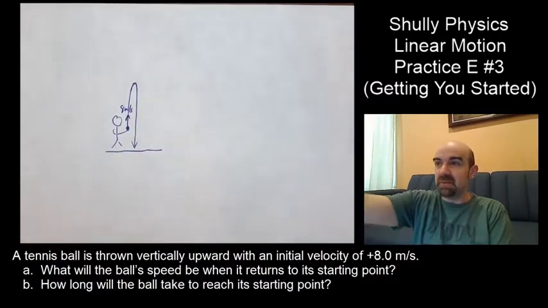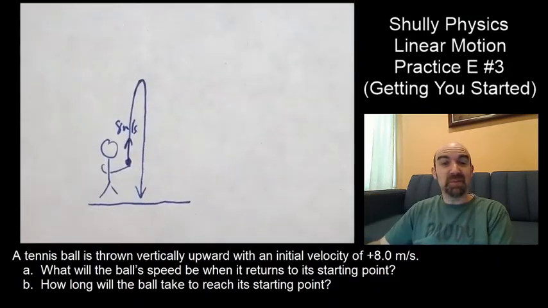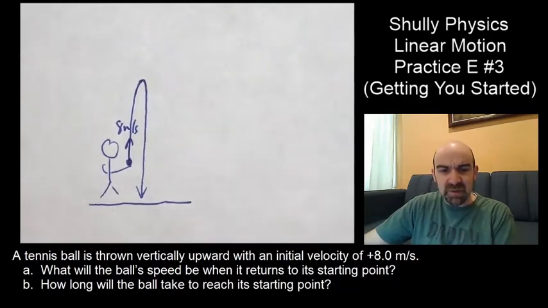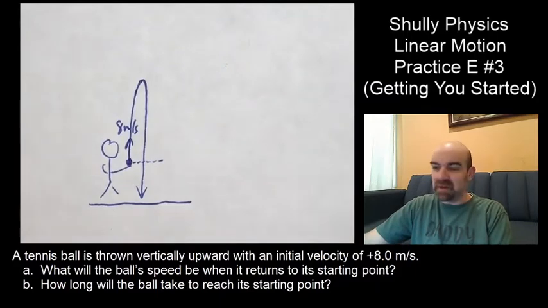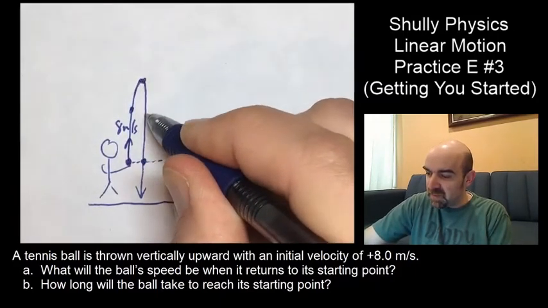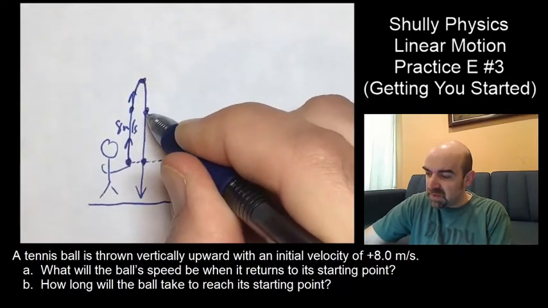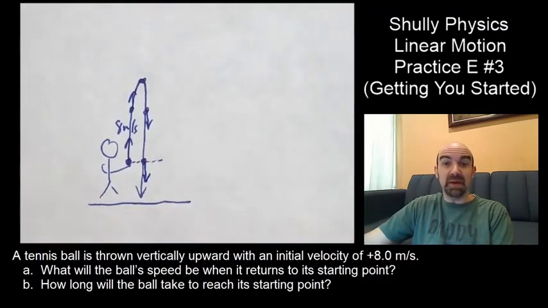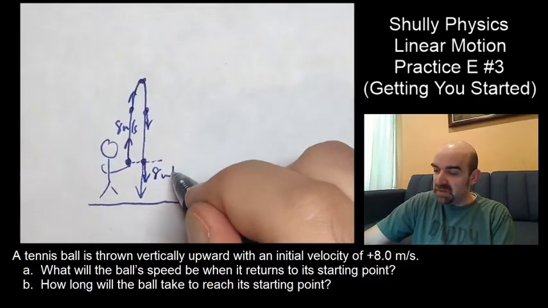Let me zoom in on my little dude there. Okay, tosses it up with 8 meters per second of speed. What will be the ball speed when it returns to its starting point? So when we get back to the same level, it's going to be right here. It will have gone up to the top, and then it starts going back down. So it's going up here, but here it's going back down, and it's going to be at some speed when it returns to that starting level. What speed is that? It's just 8 meters per second also.